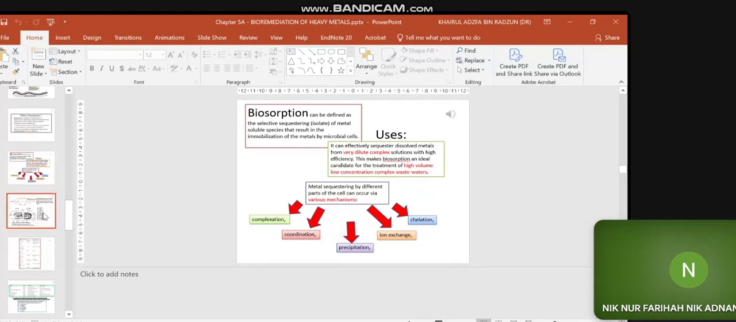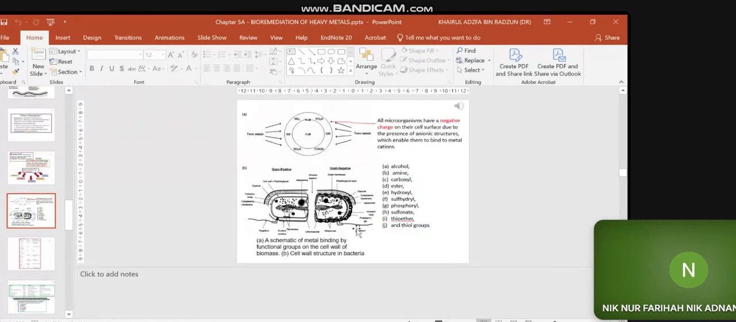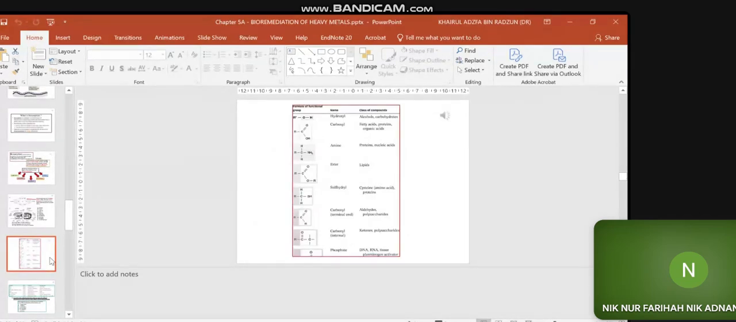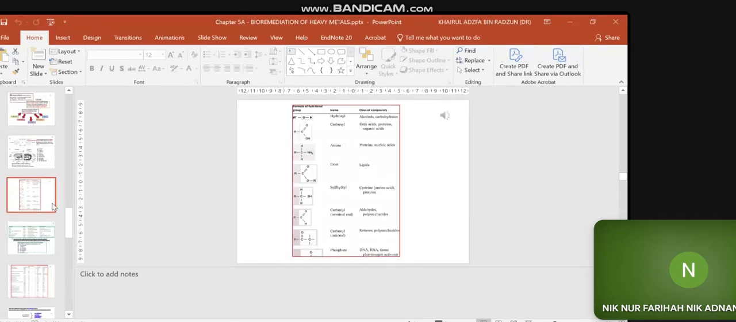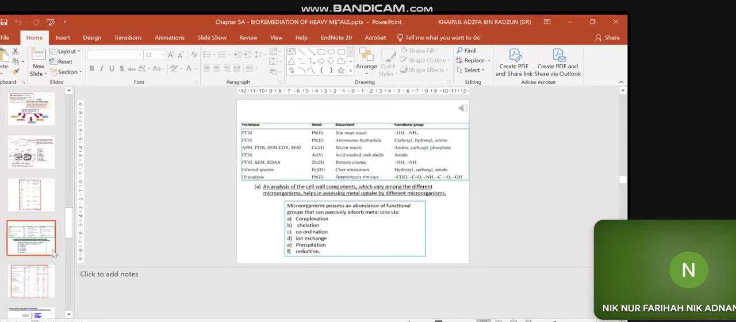You can read this one. This one is just structure. You can also read how the bacterial structure looks like. And then these are all the class of compounds, and then the functional group, and what are the names, that you can also read. Not so important, but just for your knowledge only.